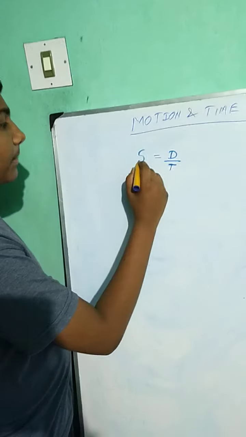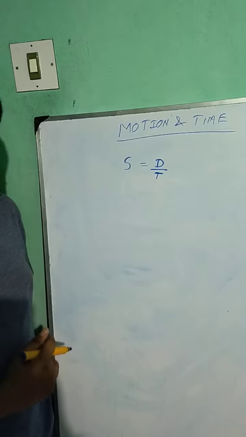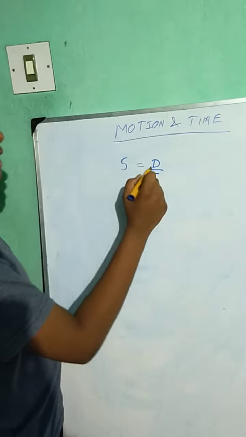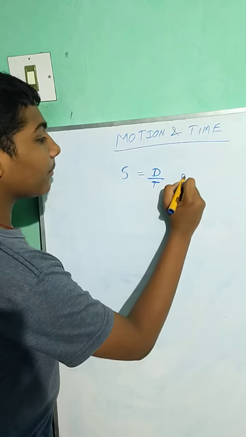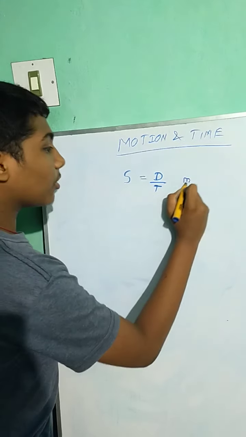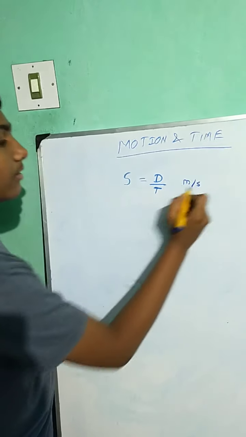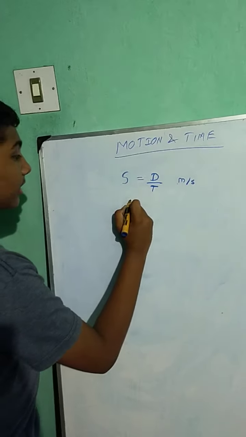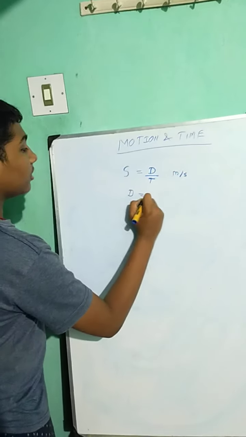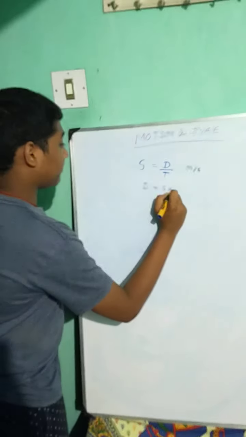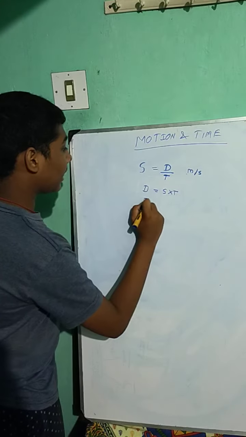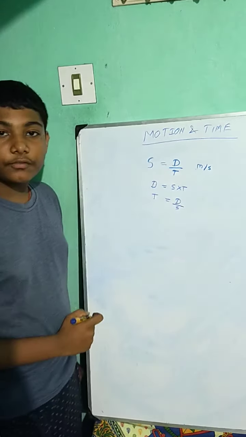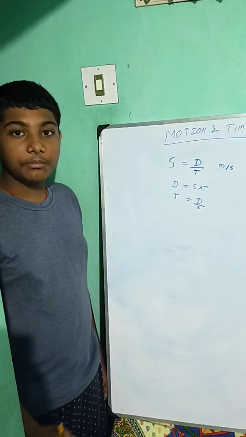Now, how to remember meter per second or kilometer per hour? Speed is equal to distance divided by time. If I take distance as meter and time as seconds, then this becomes meter per second. We can easily identify it like this. Again, distance is equal to speed into time, and time is equal to distance divided by speed. These are the formulas for speed, distance and time.